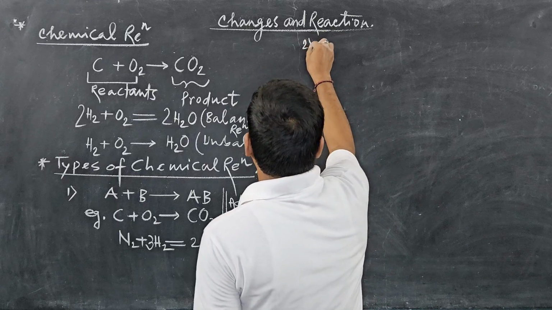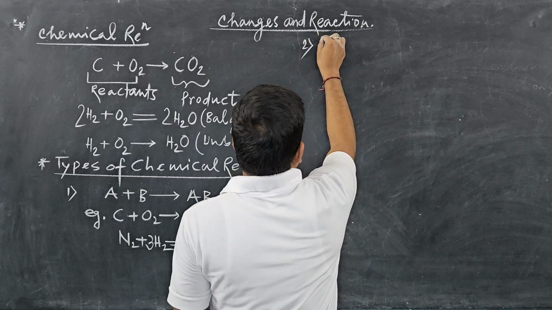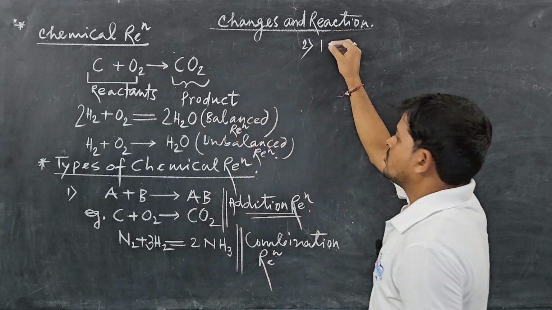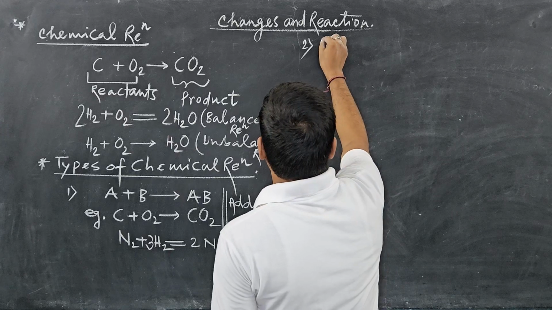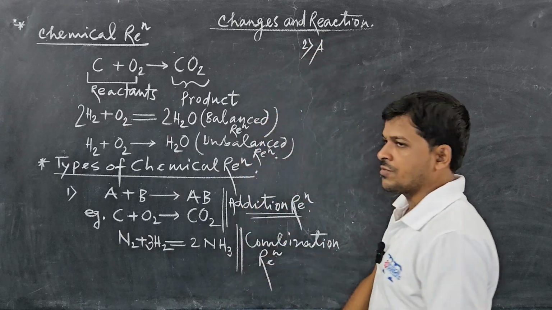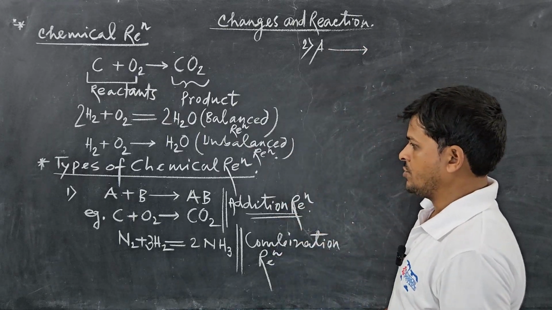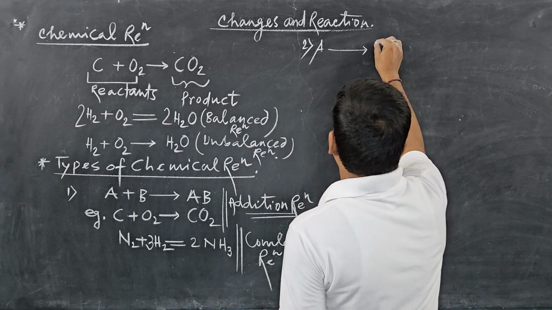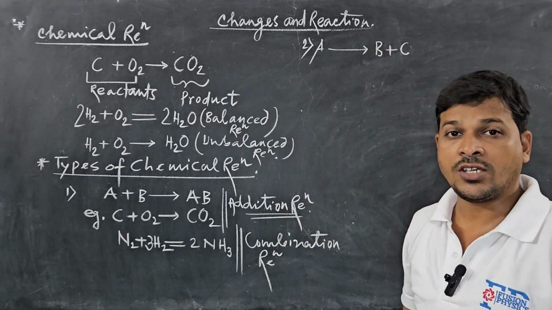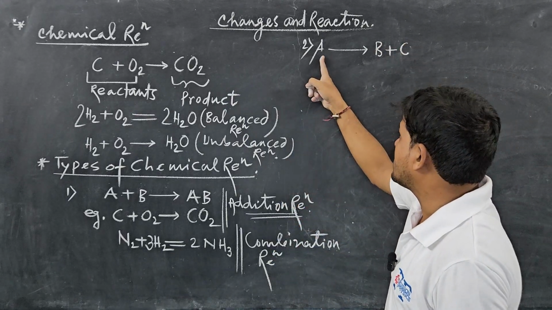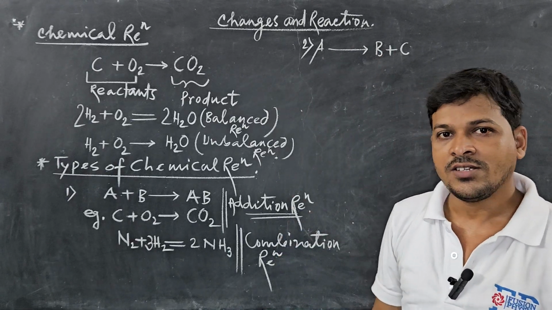Another type of chemical reaction is the decomposition reaction. Let the substance be A. When A decomposes, it forms two or more substances, B and C. A single substance decomposes to form two or more new substances.